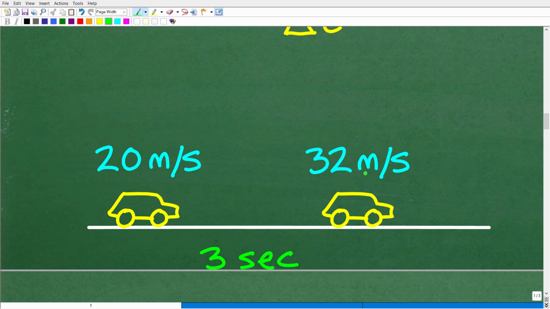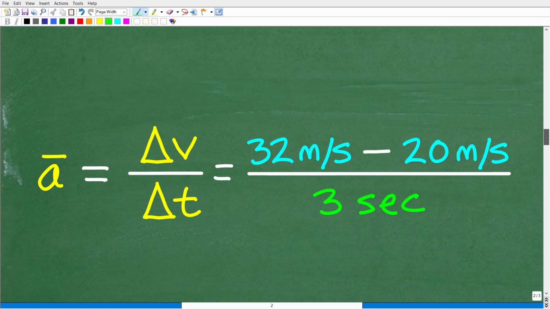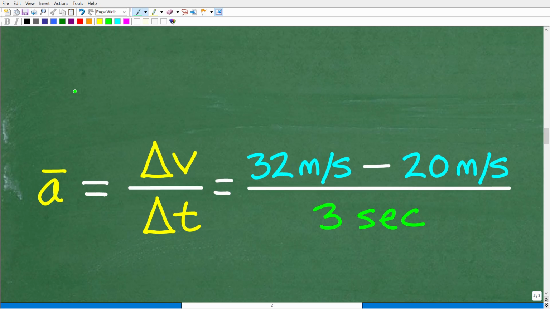So we have pretty much everything we need, so let's plug this information into the formula. Average acceleration, and notice there is a bar over the A. That means average, so that is not a small, trivial detail. It is equal to delta V over delta T, or the change of velocity over the change of time. So we have 32 meters per second minus 20 meters per second over 3 seconds. Now, this 32 comes first because this car is speeding up. So that's a positive acceleration. So 32 minus 20 is going to give us a positive number.